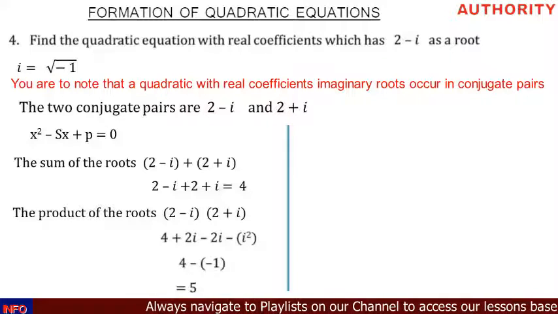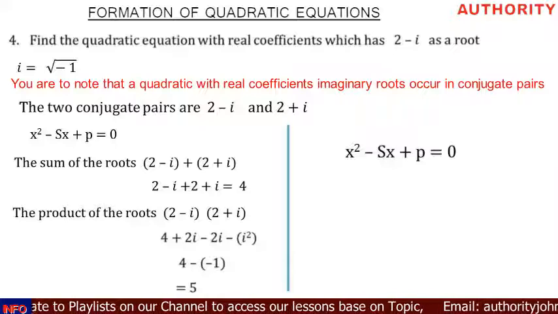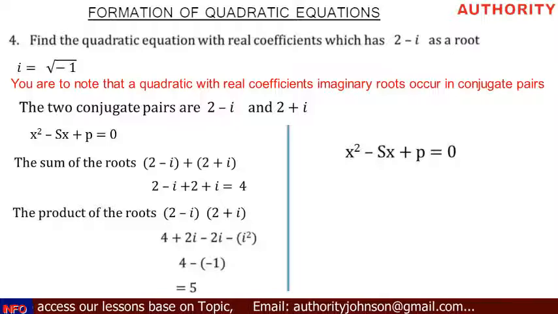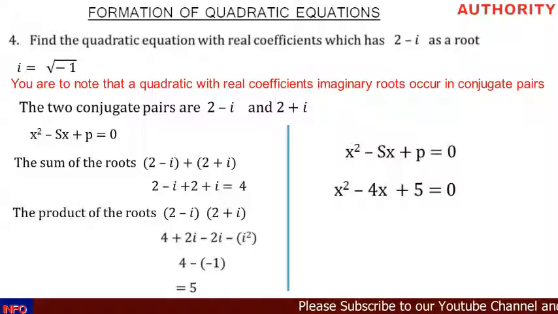Okay, now let's apply the formula properly here. So we're going to have x squared minus sx plus p equal to 0. We have our s to be 4 and then our p to be 5. So therefore our quadratic equation is x squared minus 4x plus 5 equal to 0. I want you to solve this quadratic equation and find out what it's going to give you.